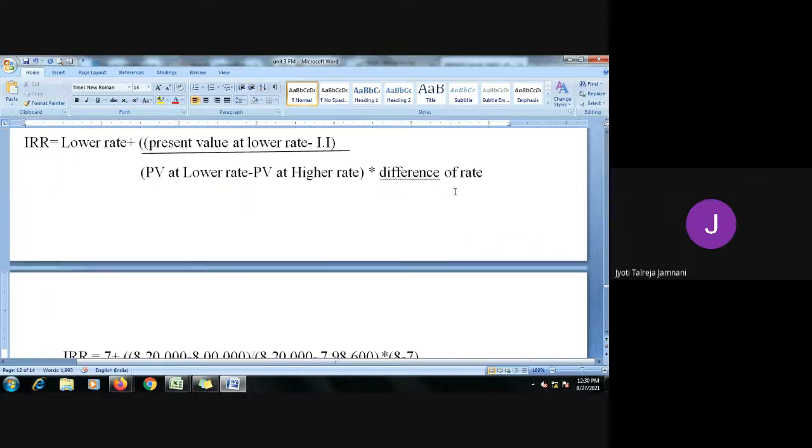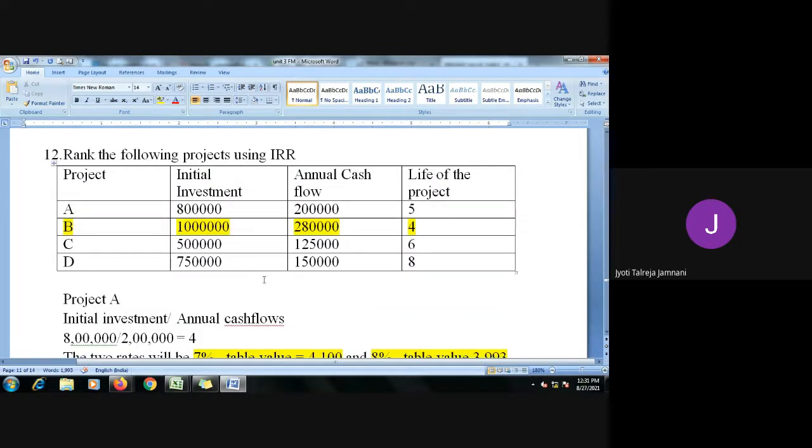There are totally 4 projects, A, B, C and D. I have done it for A and B. Can you do it for C and D as homework? Please try for C and D and send me the answers so that I can go through and see whether you've got it or not. All this is important for your IA as well, because this is part of the syllabus for your internal exams. So you need to be carefully listening and understanding it. Okay, so C and D you can try. If you have doubts, you can ask me, I'll clarify.